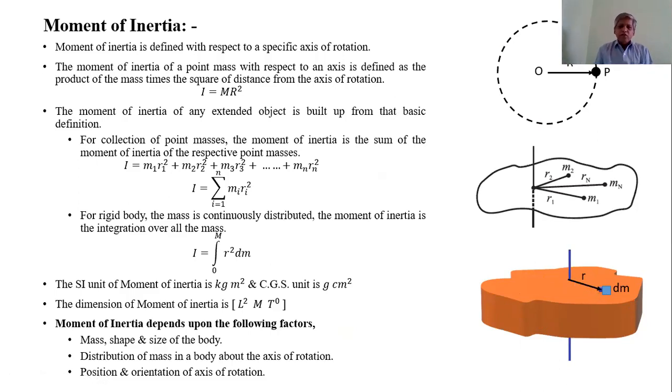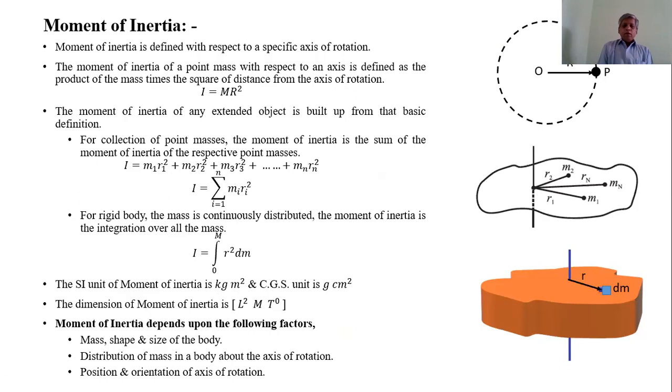These are the expressions for the moment of inertia of single particles, for a collection of point masses, and for a rigid body. The SI unit of moment of inertia is the product of mass and square of distance. Therefore, its SI unit is kilogram meter square and the CGS unit is gram centimeter square. The dimension of moment of inertia is L raised to 2, M raised to 1, T raised to 0.